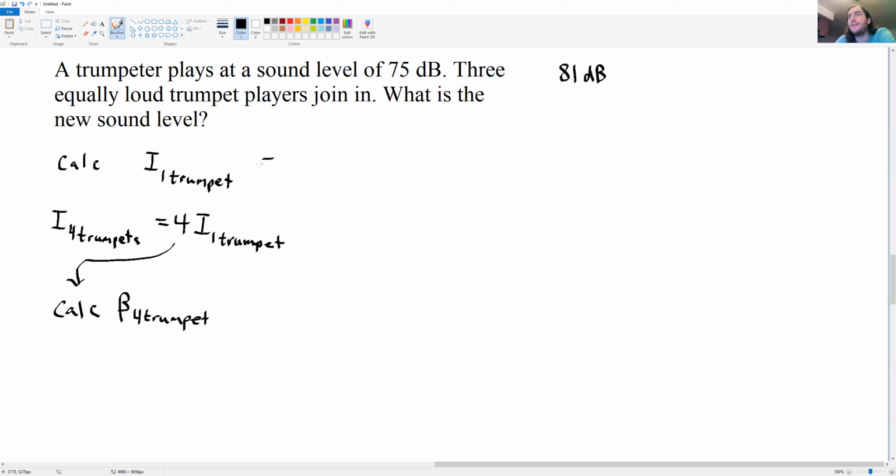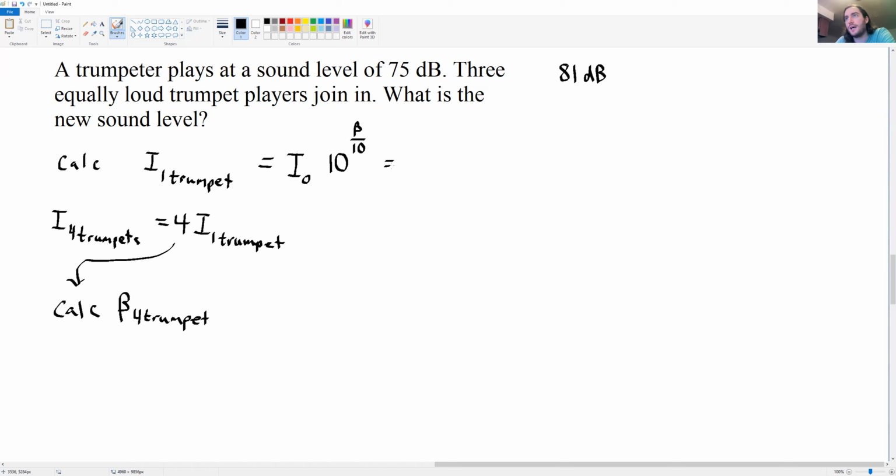All right, so how do we calculate the intensity for one trumpet player? Well, it stems from the definition of sound level. If we solve for the intensity in the sound level equation, we end up with this equation here. I'm not going to go through this part again because we did that already. In order to cancel the logarithm, you have to exponentiate both sides to the power 10, and so forth. You end up with this expression here.